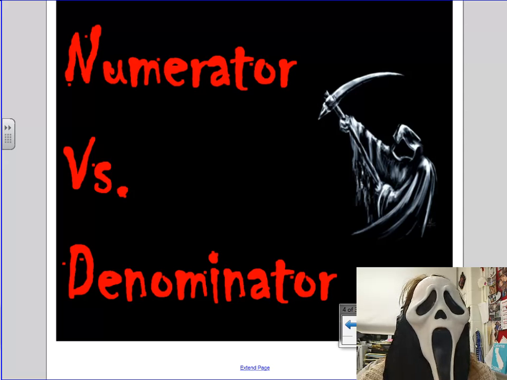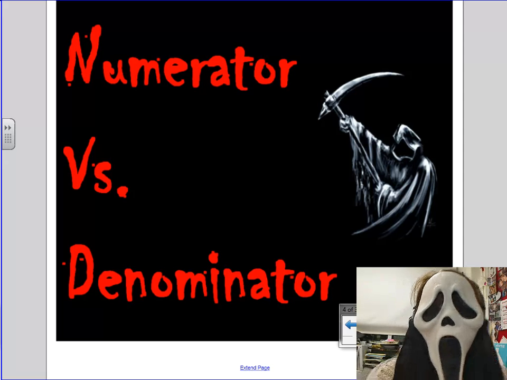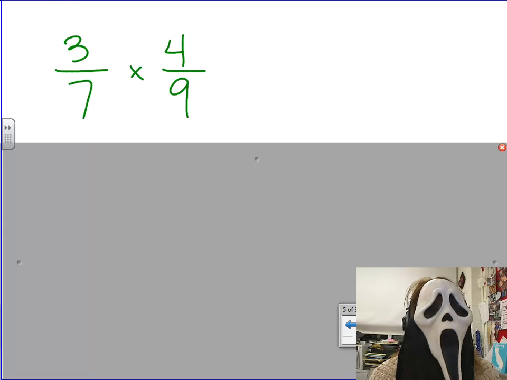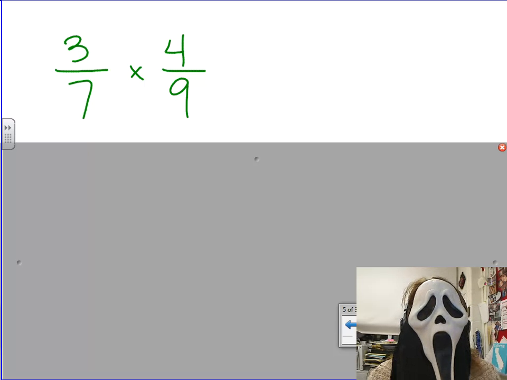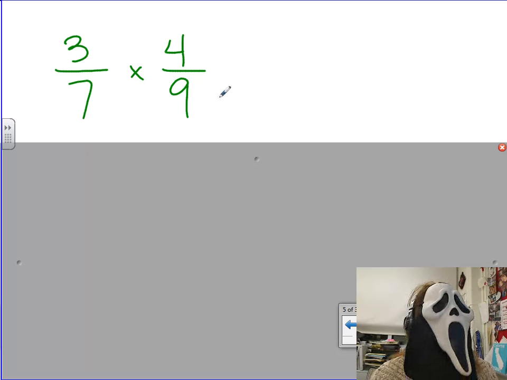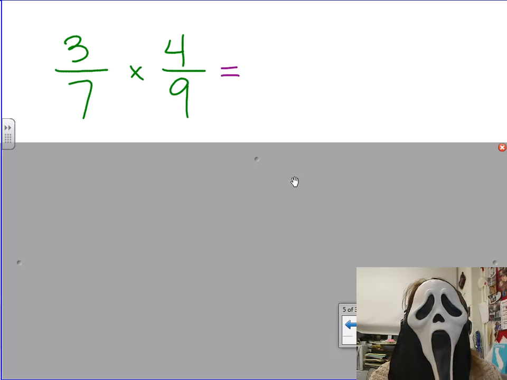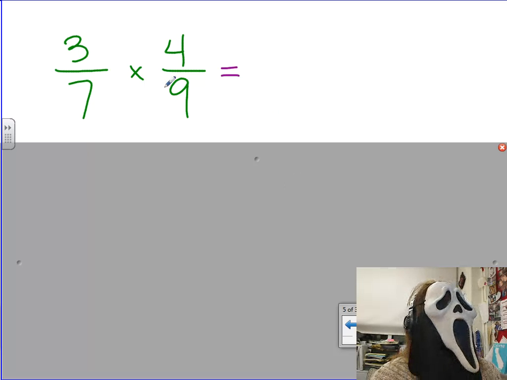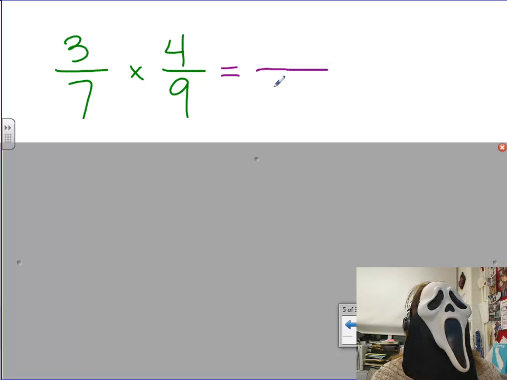Here we go. This is an epic battle between the numerator and the denominator. Let's look at this first one. 3/7 times 4/9. Now, multiplying is way easier than adding and subtracting. We don't need a stinking common denominator. No, we don't. This really becomes one giant uber fraction.